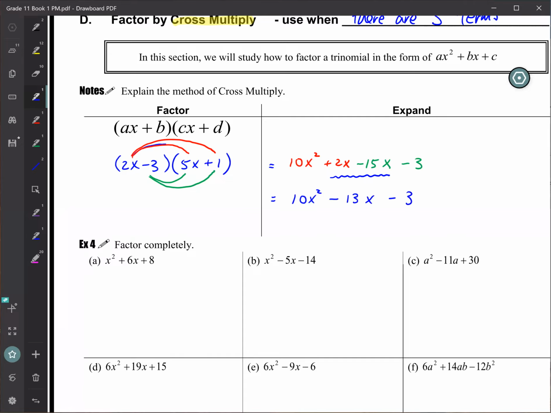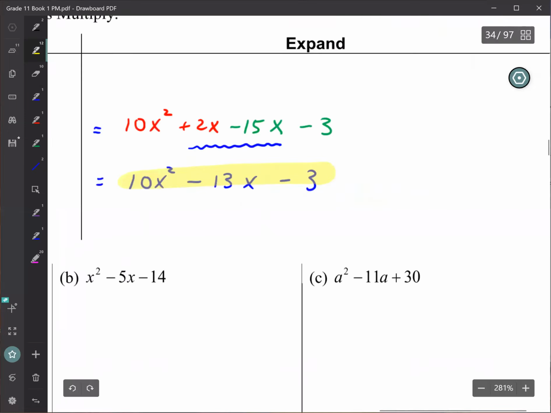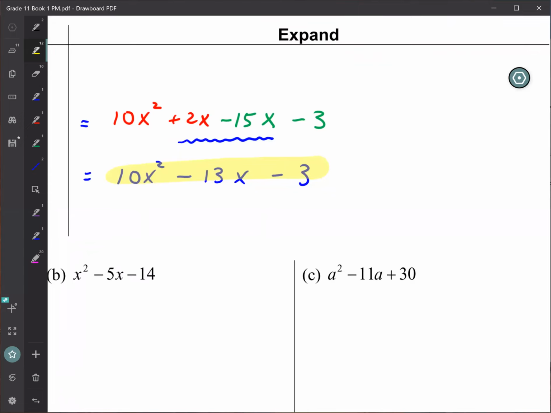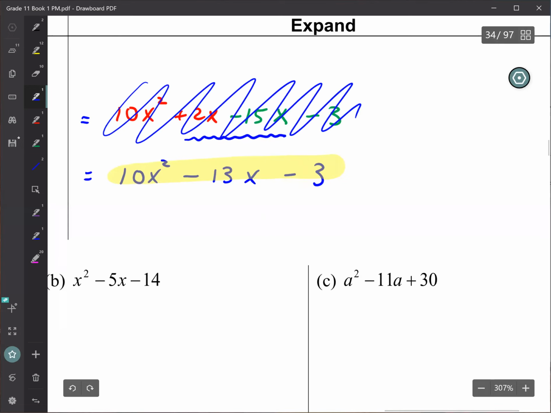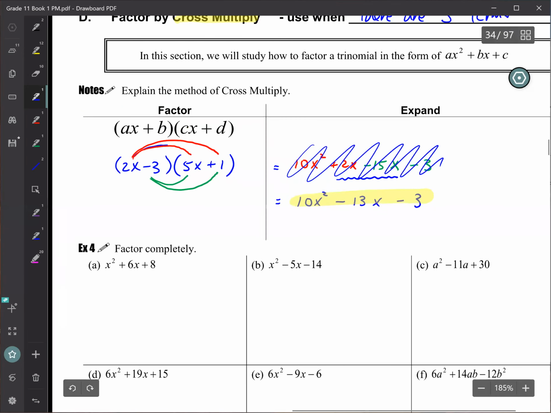Suppose you are getting this as your question, the yellow highlighted, 10x squared minus 13x minus 3. And then you want to go back and figure out the left side. So pretend you don't see it, pretend this part is gone. All you have is the yellow highlighted. How are we supposed to go back? The way to figure out the brackets. Our goal is to get the two brackets.